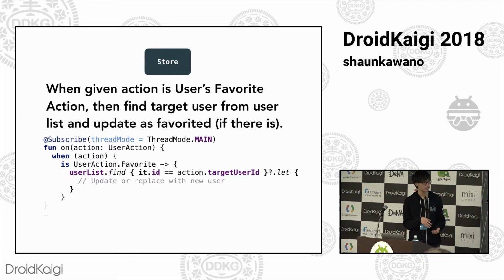Same thing for user action. So when user gets favorite, then find the target user from UserList and update as favorite. It's kind of easy to read. And this is the internal API of your application, right? So I believe the logic inside the store can be the clear specification of your application. So if a new team member joins your team and looks at this kind of source code, it's easy for them to understand how you structure your application as well.